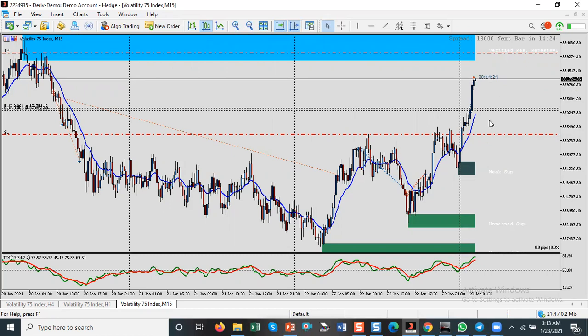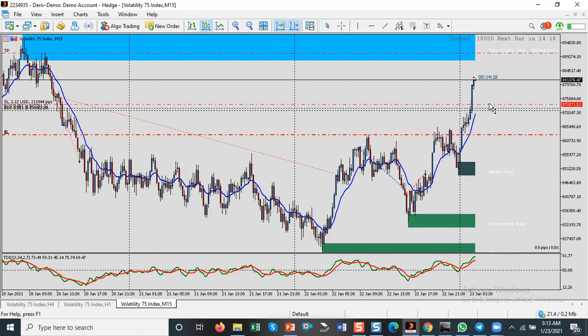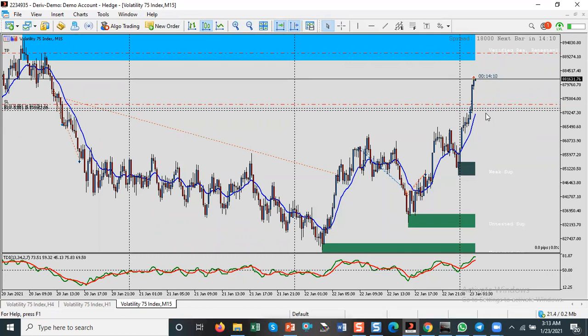So immediately, sometimes I wait, but immediately I protect the remaining entries. In case price decides to come back down, I'll go with this. But for this, price will definitely get to this zone.